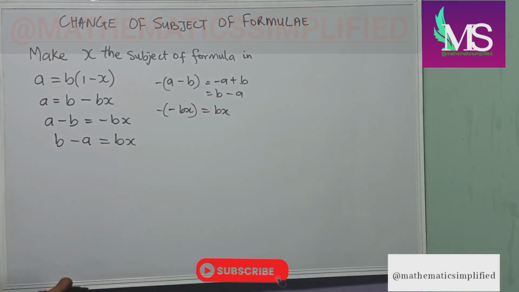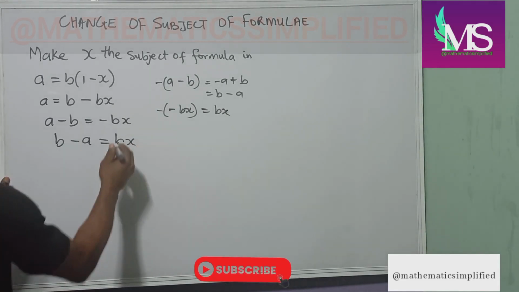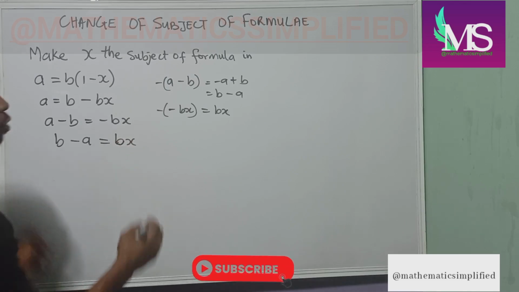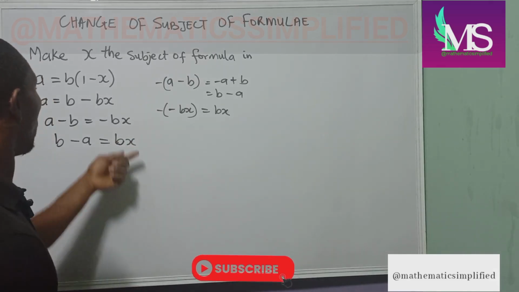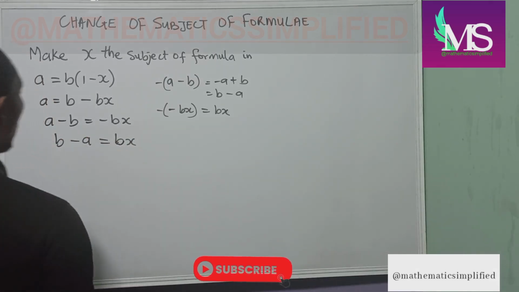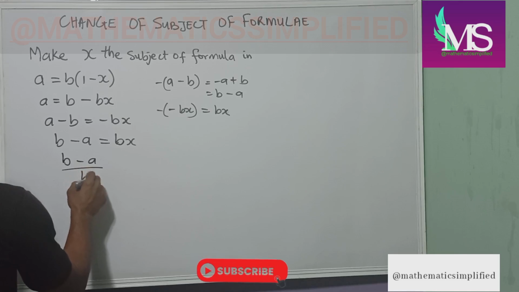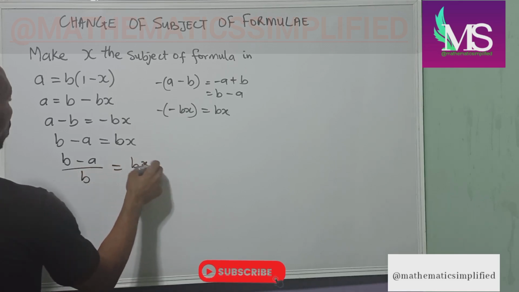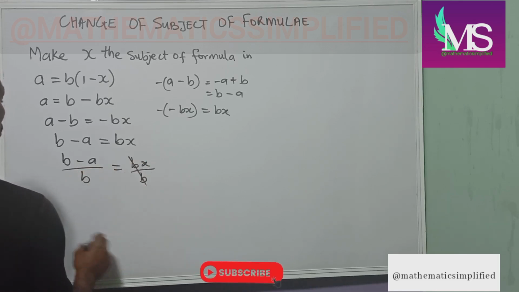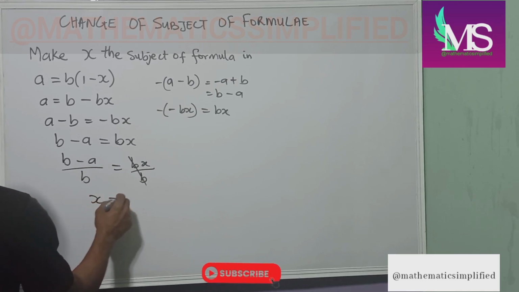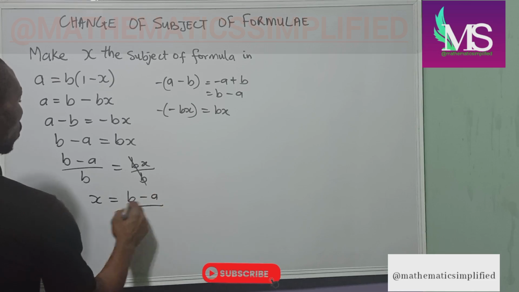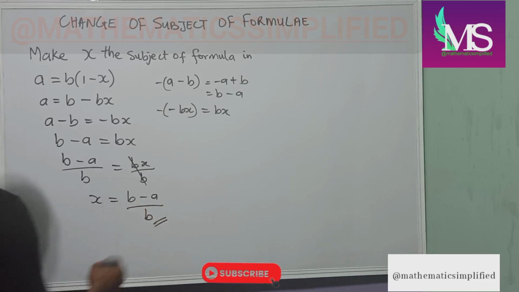Now, having said that, since b and x are multiplying, we'll now do division. Divide both sides by b. This becomes b minus a all over b equals bx over b. b cancels out, leaving us with x equals b minus a over b as our answer.